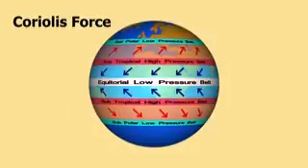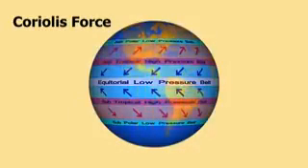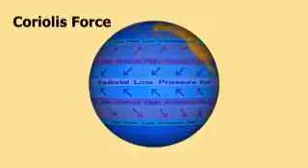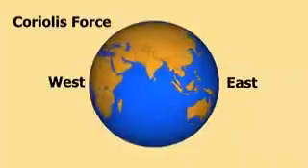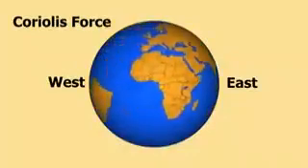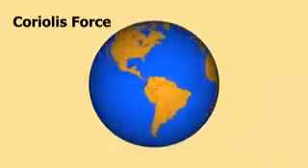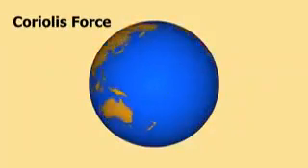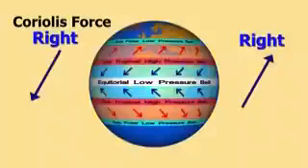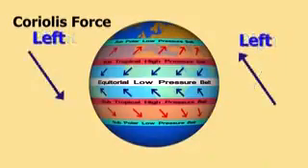Now, what is Coriolis force? It is an apparent force caused by the Earth's rotation. The Earth rotates from west to east at a speed of 1600 kilometers per hour. The Coriolis force is responsible for deflecting winds towards the right in the northern hemisphere and towards the left in the southern hemisphere. This is also known as Ferrel's law.